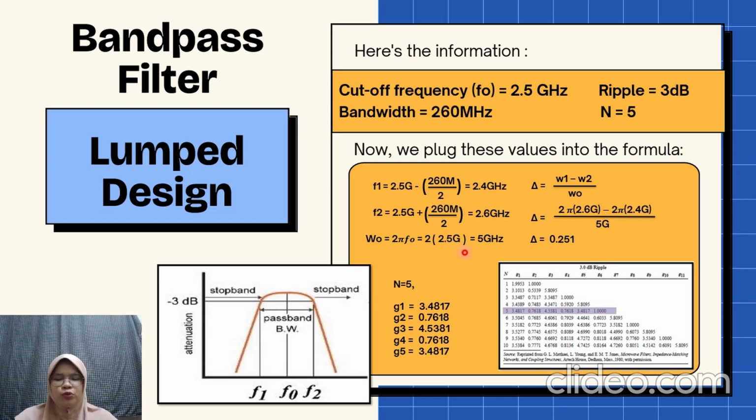And the omega 0 is 2 pi times frequency cutoff, which is 2 times 2.5 GHz equal to 5 GHz, and for theta, it is omega 1 minus omega 2 divided by omega 0. So the answer for theta is 0.251.